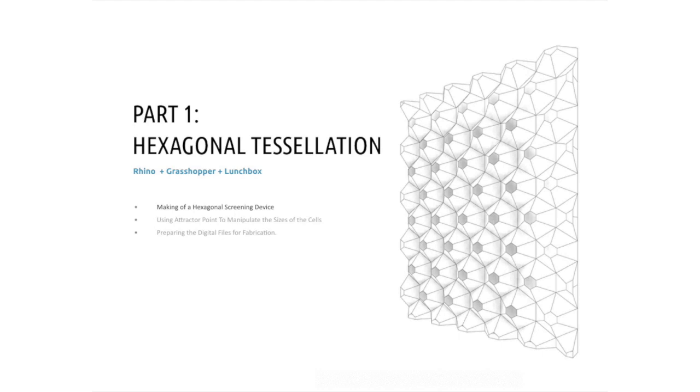Okay, so this sums up part 1 of this series, and in the next tutorial I'll be talking about how to create an attractor point to control the size of these cells dynamically and create a gradient effect on this pattern.